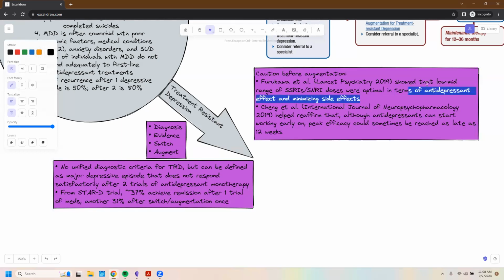And this trial actually showed that the low to mid range of SSRIs and SNRIs was more optimal in terms of antidepressant effect and minimizing side effects. So one common strategy that I have is, say, for example, I'm doing sertraline, and maybe they're a little more historically sensitive to side effects of medications. So what I'll do is say, okay, start at 25 daily for 6 days, and then increase to 50 milligrams daily after that. And then we'll see you after a month. And if they're tolerating that well, not having any side effects, then I can go up to 100.